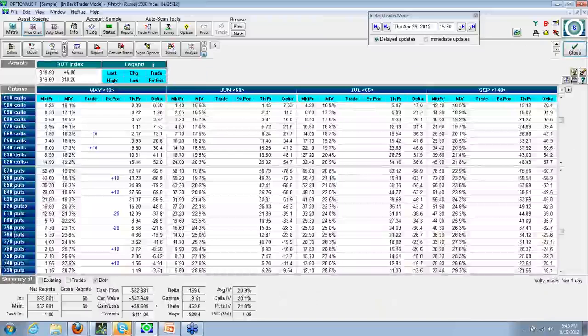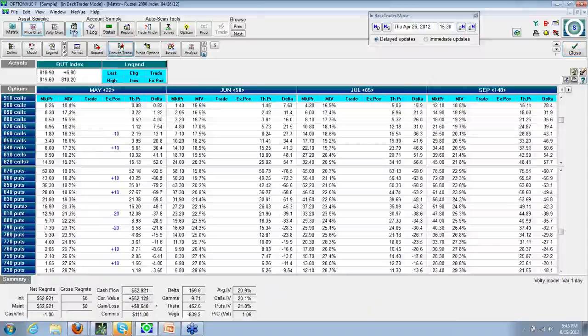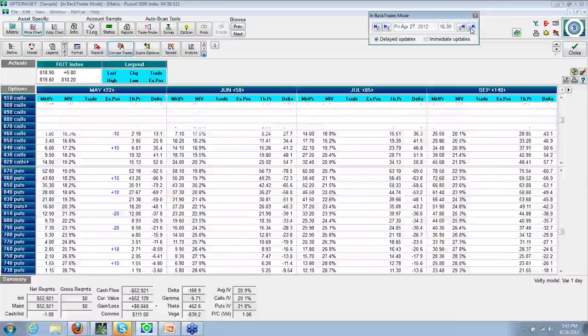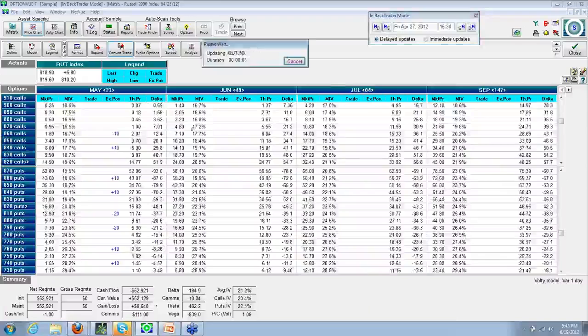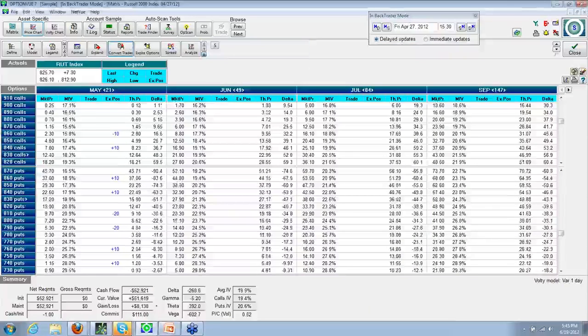Something like that in this situation will look really nice. So let me just convert that. And let's see, we'll go to the next day. Okay, boom. Yeah, the market continues to move against us. Delta's high again. So in this case, I do want to cut my delta down.